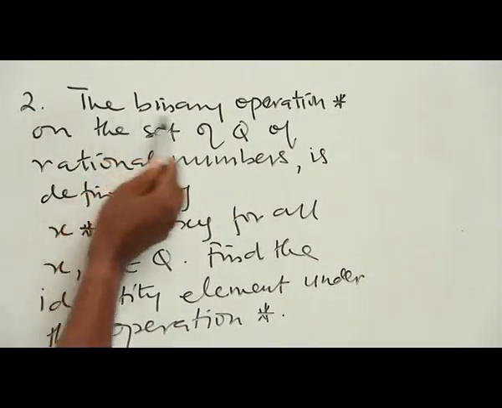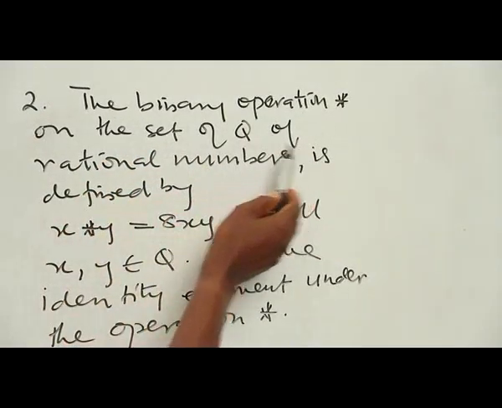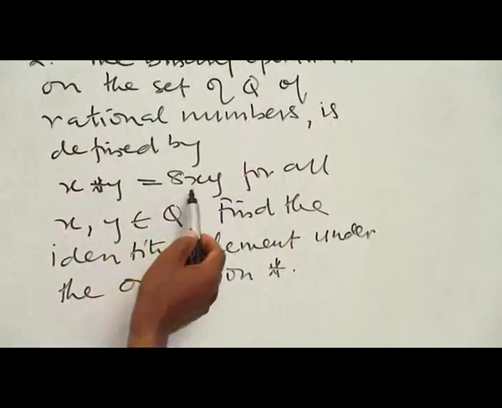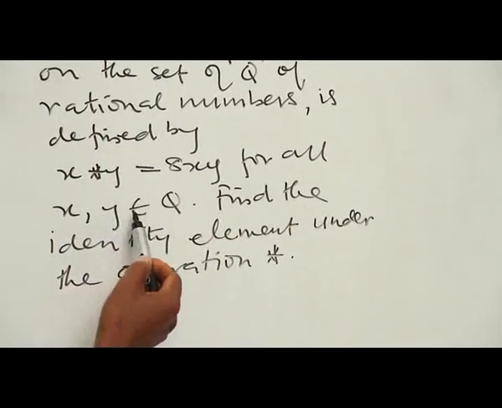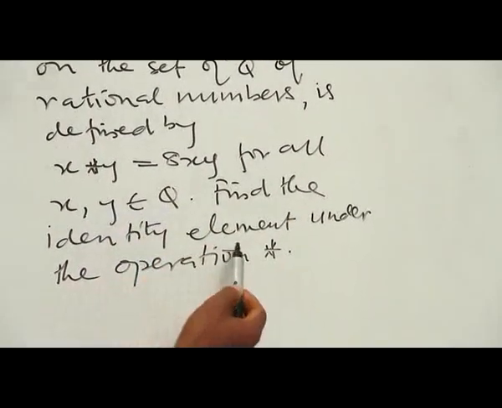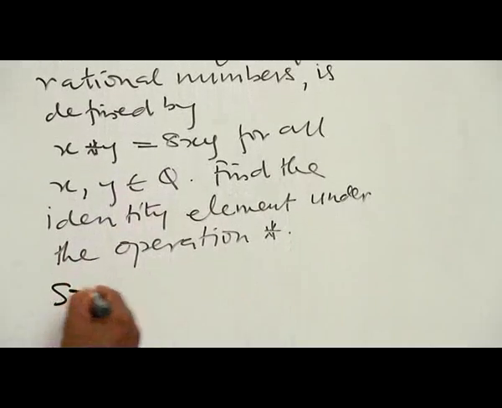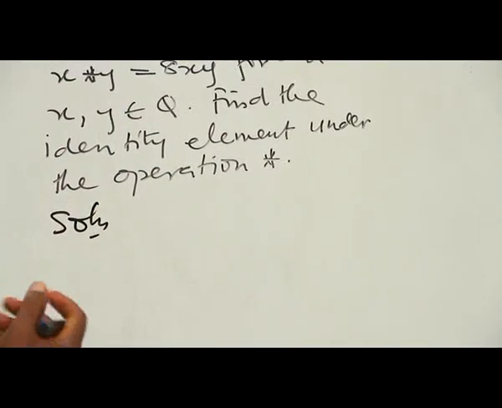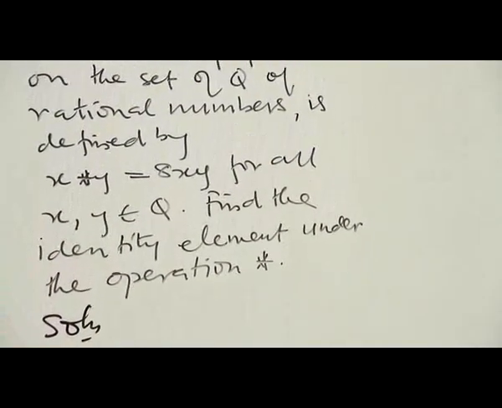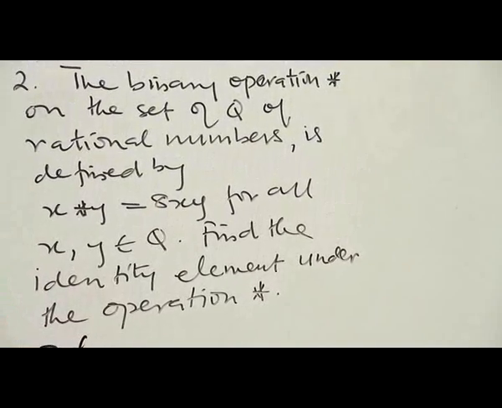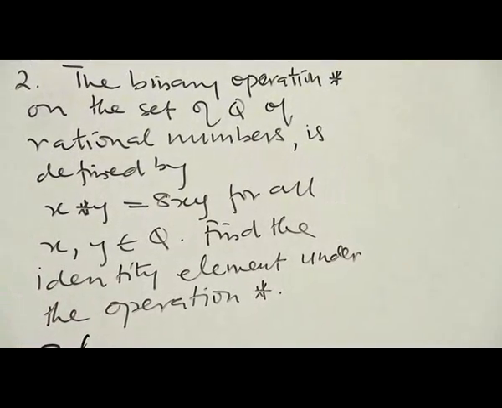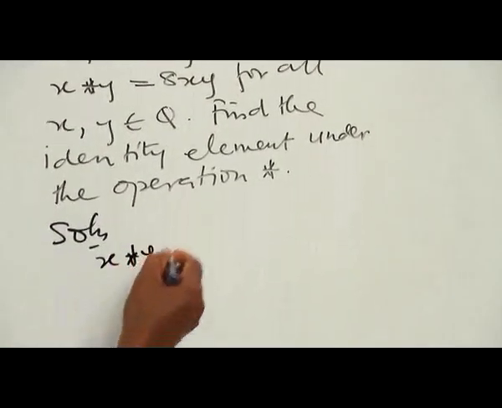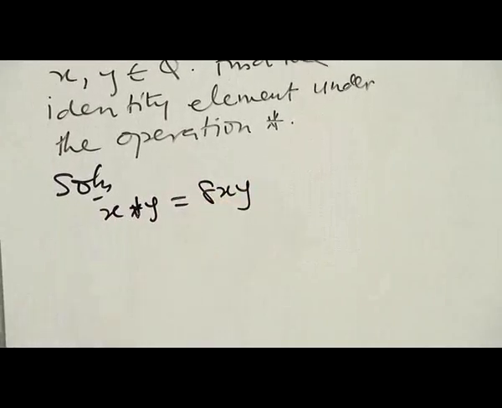Example 2. The binary operation star on the set Q of rational numbers is defined by S operated on Y equal to 8SY, for all S, Y belonging to the set Q. Find the identity element under the operation star. Solution. Let me explain first of all what we mean by rational numbers. Rational numbers are numbers that can be expressed as fractions: 2 over 1, 3 over 1, 2 over 3, 4 over 5. Those are examples of rational numbers.